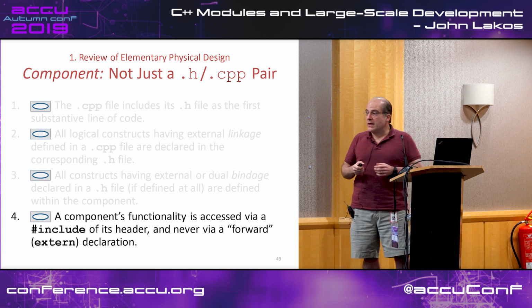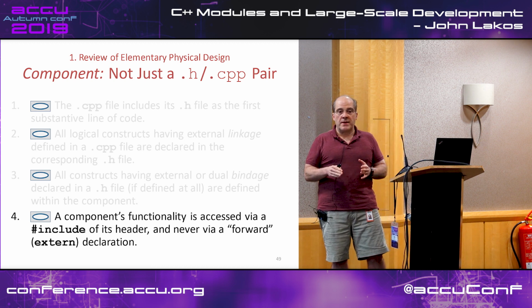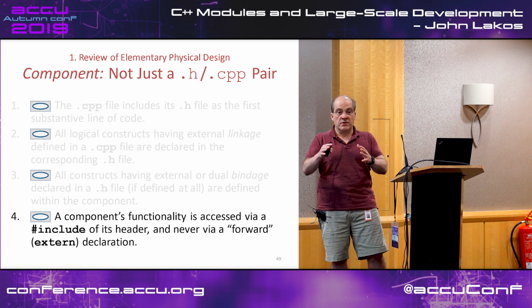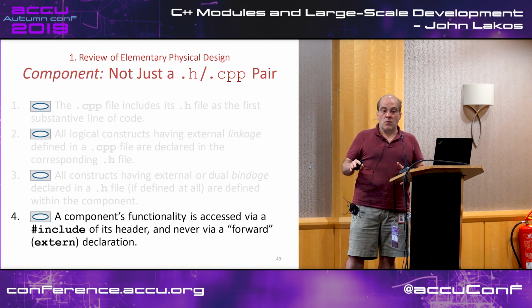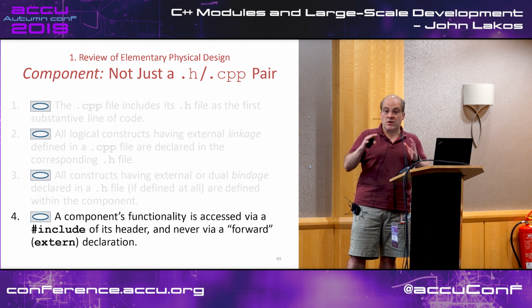The fourth one is really an important rule for being able to use tools to quickly determine the envelope of physical dependencies among components. And so whenever we have an external linkage or external bindage dependency, if we always pound include, then we will know for sure, 100%, what the envelope of physical dependencies are. If we don't, if we do local declarations, we will miss out. We won't necessarily know what's going on until the time comes when we fail to have this thing around and it fails to link.